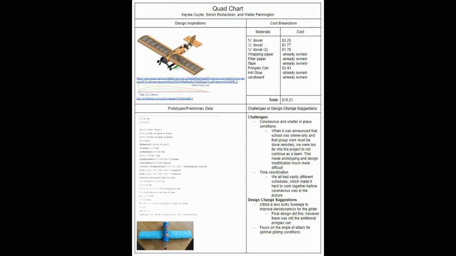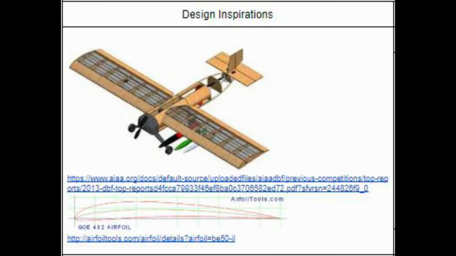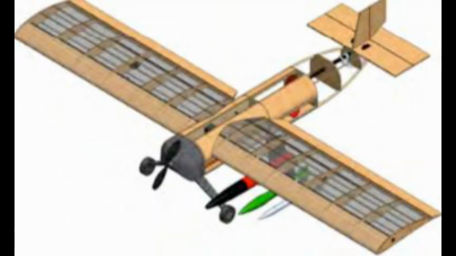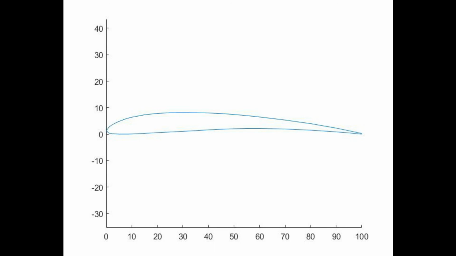So here's our quad chart for the project. Our first section is the design inspiration. So our design came heavily from what is very common in aerospace, a ribbed, thin-walled structure. So we ended up making dowels that would hold all of our individual ribs, which would define the shape of our wing, and we covered it in a thin layer of paper. This allows it to be very light but still have a large surface area. The next image you see is the airfoil that we started from, and it was the defining shape for our entire wing. So next we have the cost breakdown.